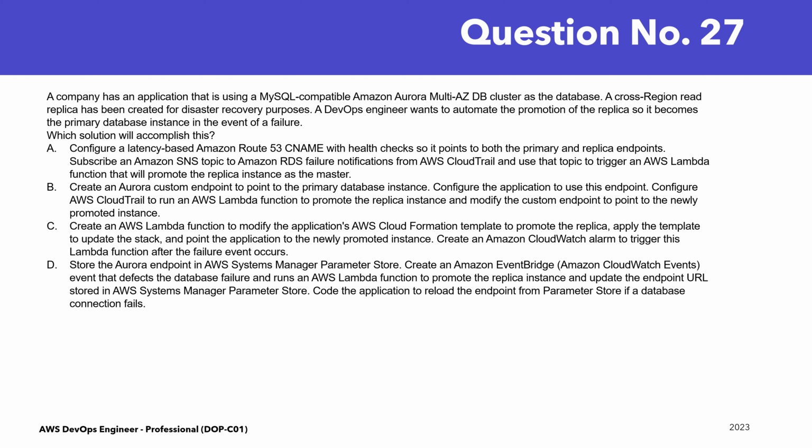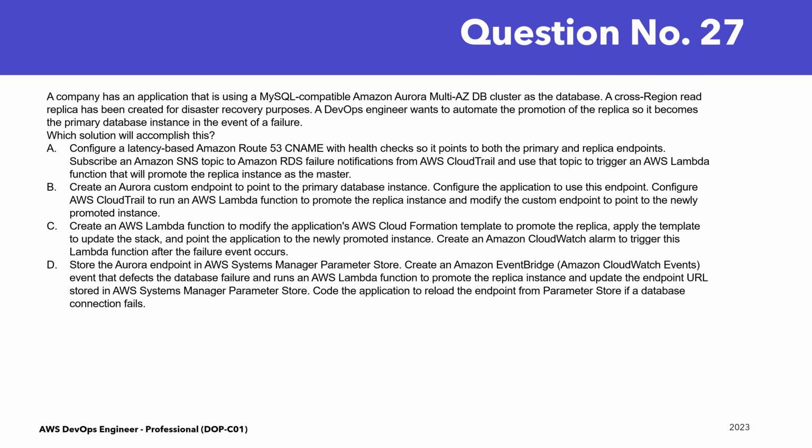A. Configure a latency-based Amazon Route 53 CNAME with health checks so it points to both the primary and replica endpoints. Subscribe an Amazon SNS topic to Amazon RDS failure notifications from AWS CloudTrail and use that topic to trigger an AWS Lambda function that will promote the replica instance as the master. B. Create an Aurora custom endpoint to point to the primary database instance. Configure the application to use this endpoint. Configure AWS CloudTrail to run an AWS Lambda function to promote the replica instance and modify the custom endpoint to point to the newly promoted instance.